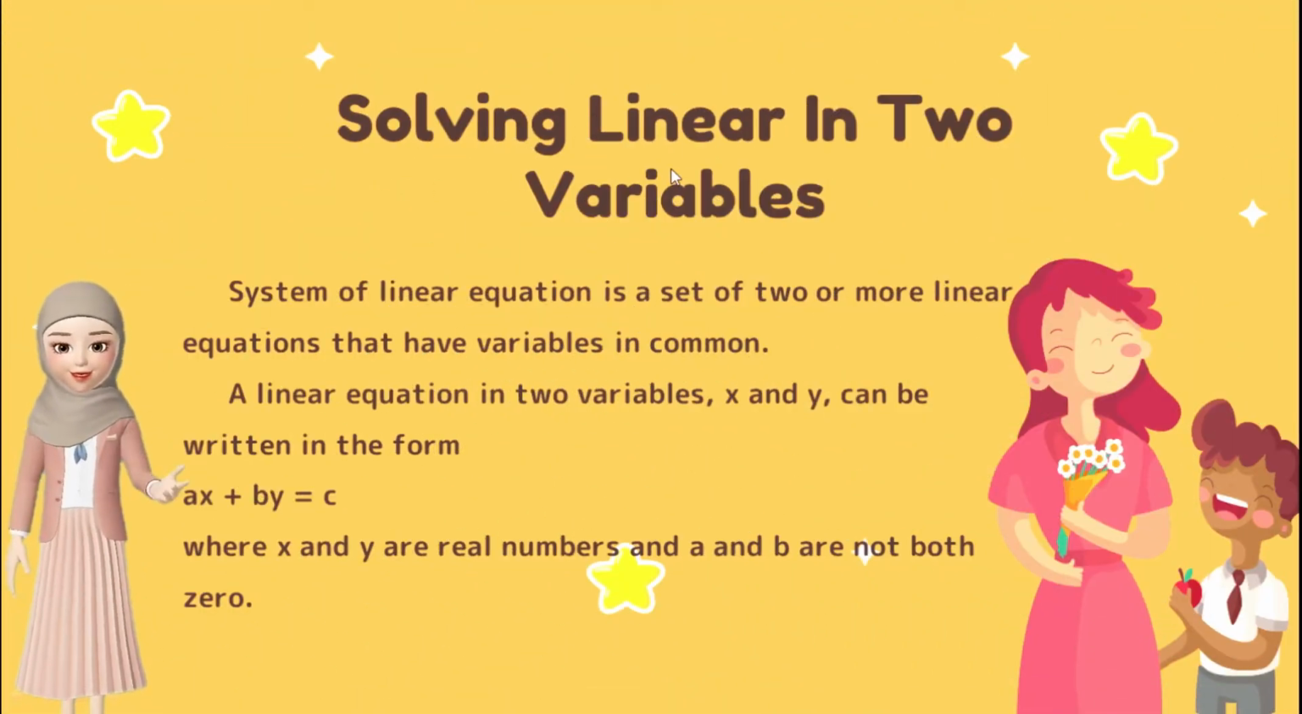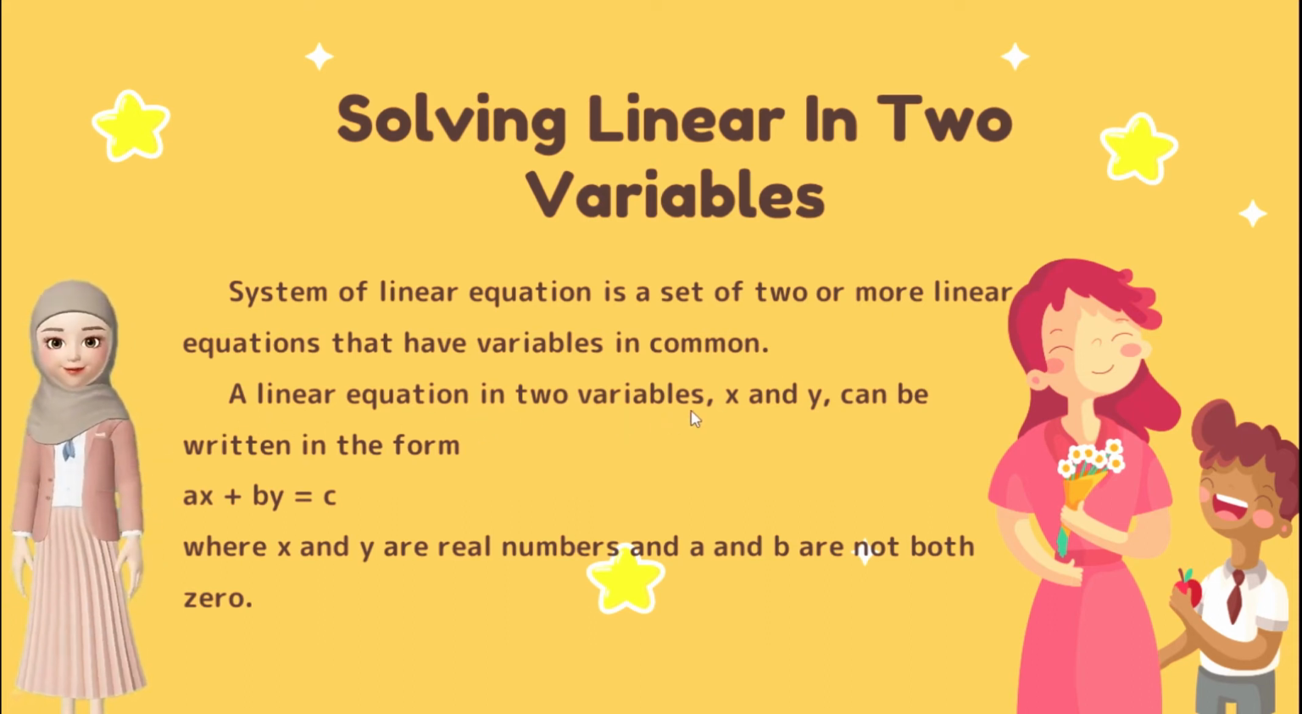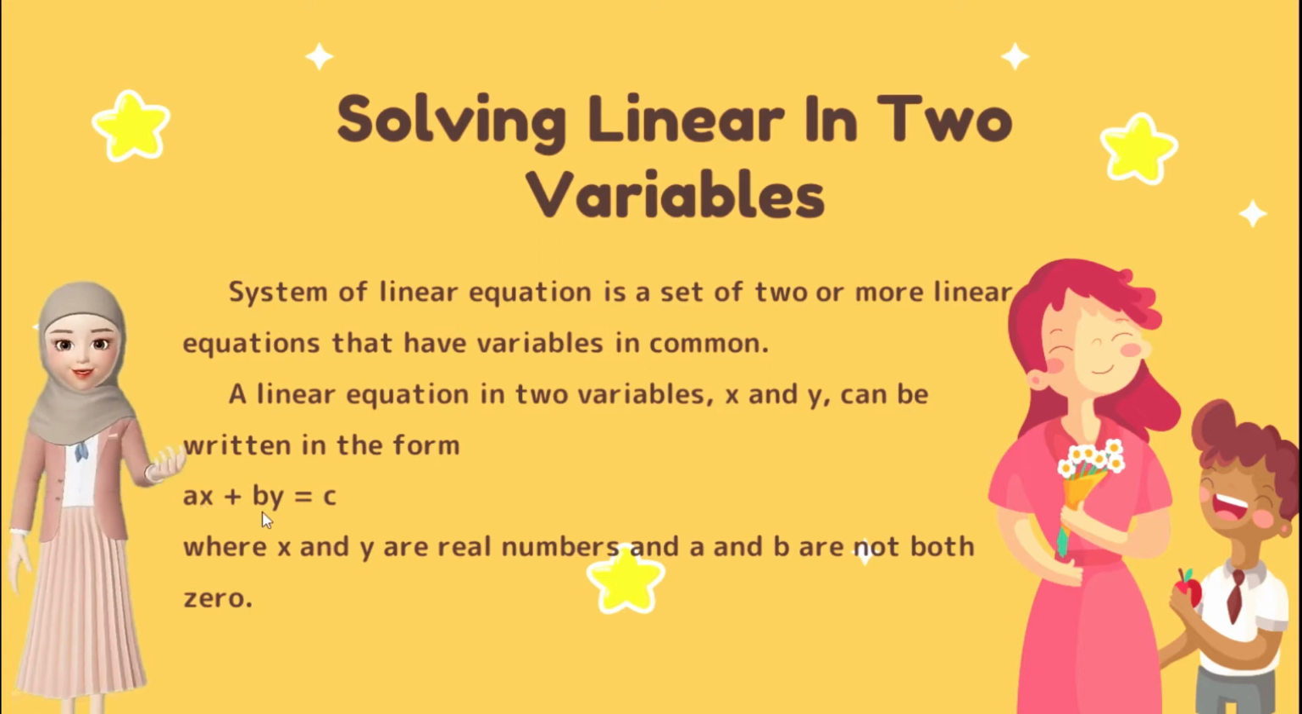Solving linear equations in two variables. A system of linear equations is a set of two or more linear equations that have variables in common. A linear equation in two variables, x and y, can be written in the form ax plus by equals c, where x and y are real numbers and a and b are not both zero.